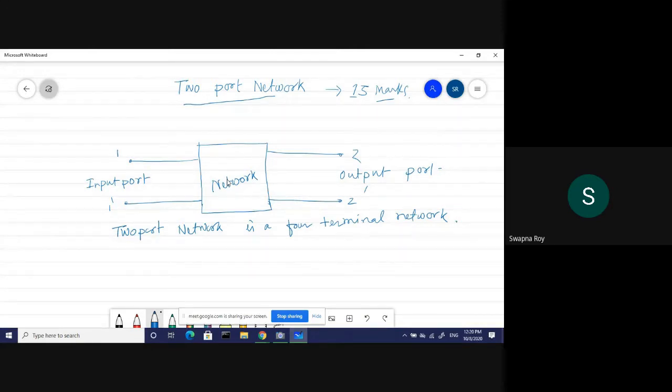So one terminal first, if the rectangular box that represents a network consists of 2 pairs of terminals, that is the 4 terminals, where one pair of terminals can be designated as input and the other pair as output, it is called a two-port network or 4-terminal network.